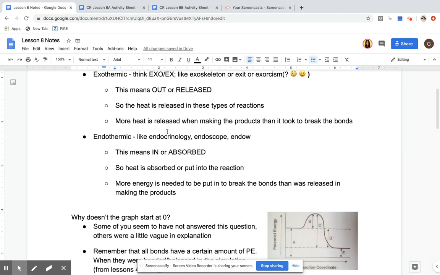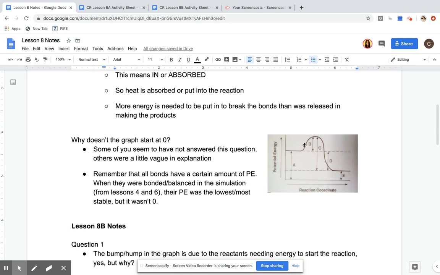Okay. One of the next questions asked you about this graph and asked, why does it start at 0? So I noticed that some people maybe forgot to answer this question because the question was underneath the picture. So if you're going through it too fast, you missed the question. And then other people's answers were just a little vague.